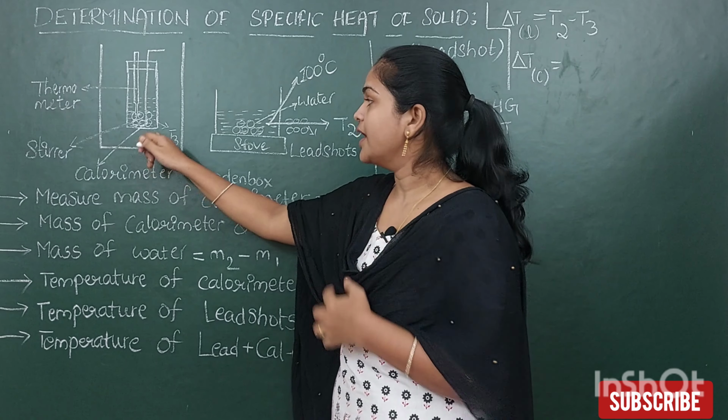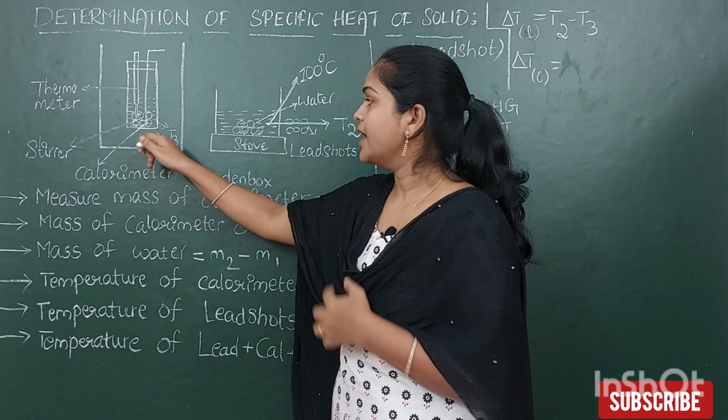Yes, so the whole value is M3, that means calorimeter, water and lead shots. From that, what you have to subtract? You have to subtract the calorimeter and water mass. When you subtract the calorimeter and water mass, you get the mass of lead shots. That is M3 minus M2.